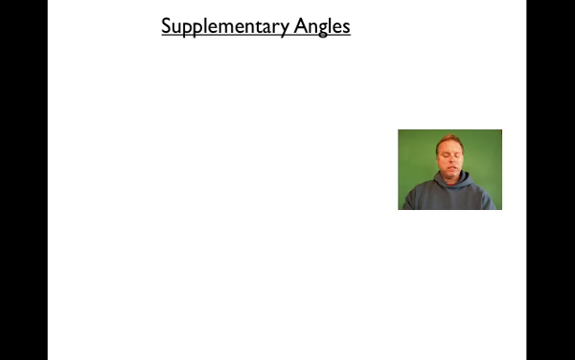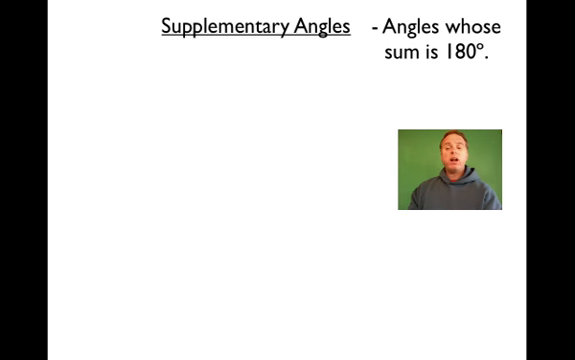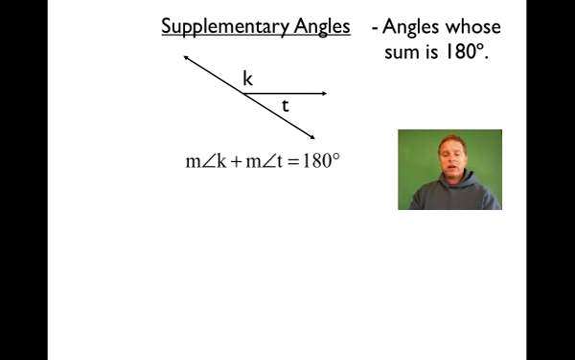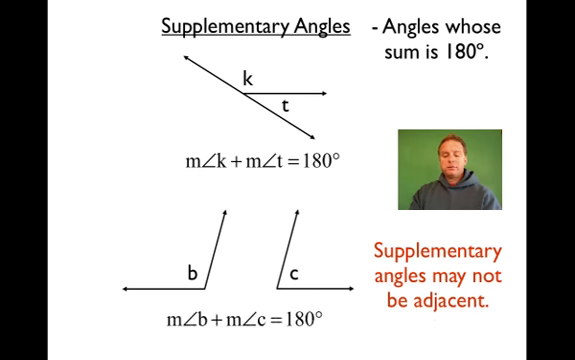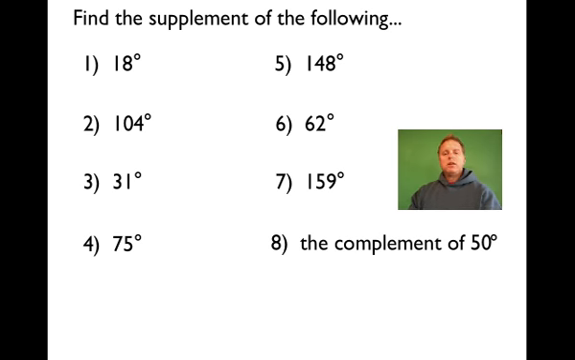Supplementary angles, pretty similar to complementary, but instead it's angles whose sum is 180 degrees. So they add up to 180. So if I have the measure of angle K plus the measure of angle T, that adds up to 180 degrees, then they are supplementary. Again, they don't have to be connected. As long as when I put them together, the degrees add up to 180, they're supplementary. I said complementary, I meant supplementary.